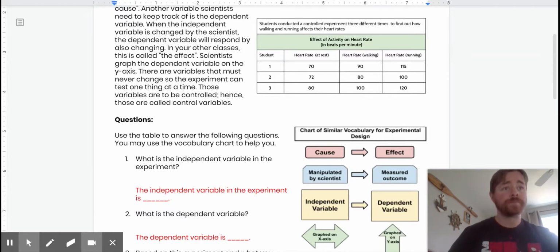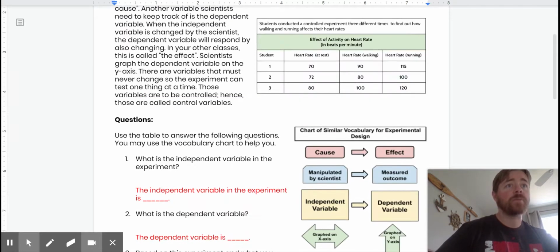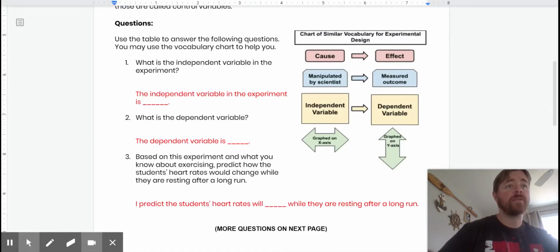All right. So here are our questions. Question number 1. What is the independent variable in the experiment? So what is the thing that's being changed on purpose? What is the thing that's affecting the other part of the experiment that we're paying attention to? Okay. You might look back up at our title here too to help you out with that. We have a nice diagram, cause and effect, independent variable being the cause and dependent variable being the effect, and where they're graphed. Okay, question 2, what is the dependent variable?